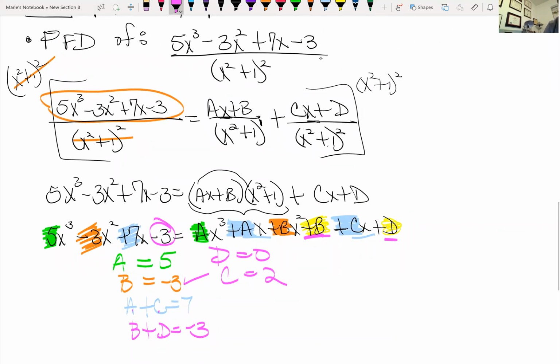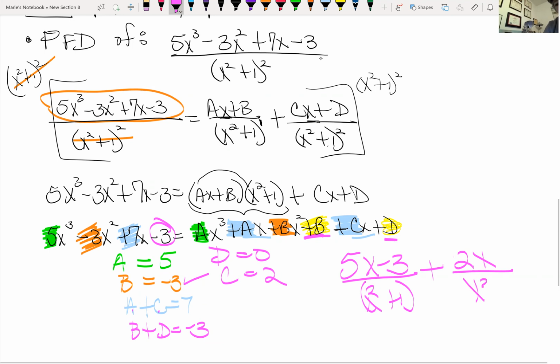So I know that this final answer should be 5x minus 3 over the x squared plus 1 to the first power, plus the 2x, my bad, the 2x over the x squared plus 1 squared. Remember, the d is 0, so it's not like we're going to do plus 0. We don't really do that kind of math. So leave it out.